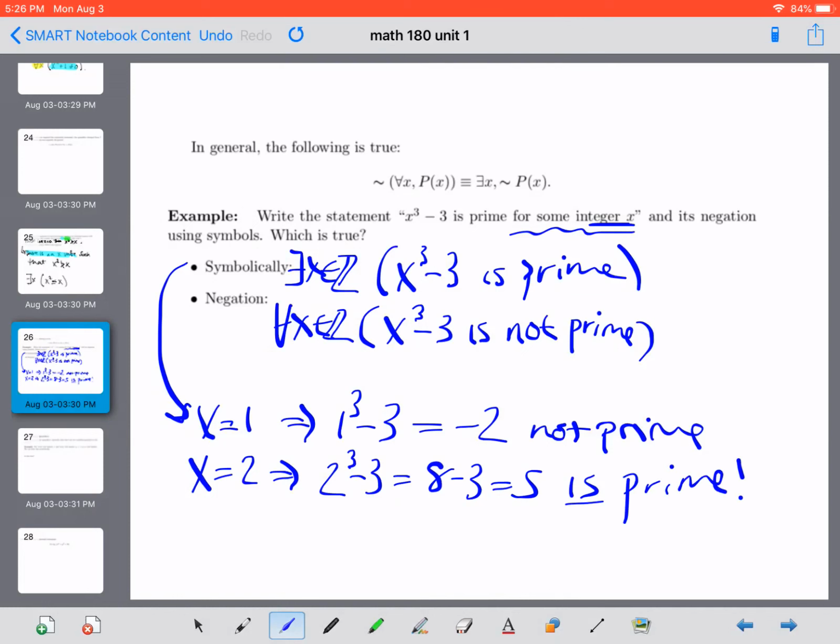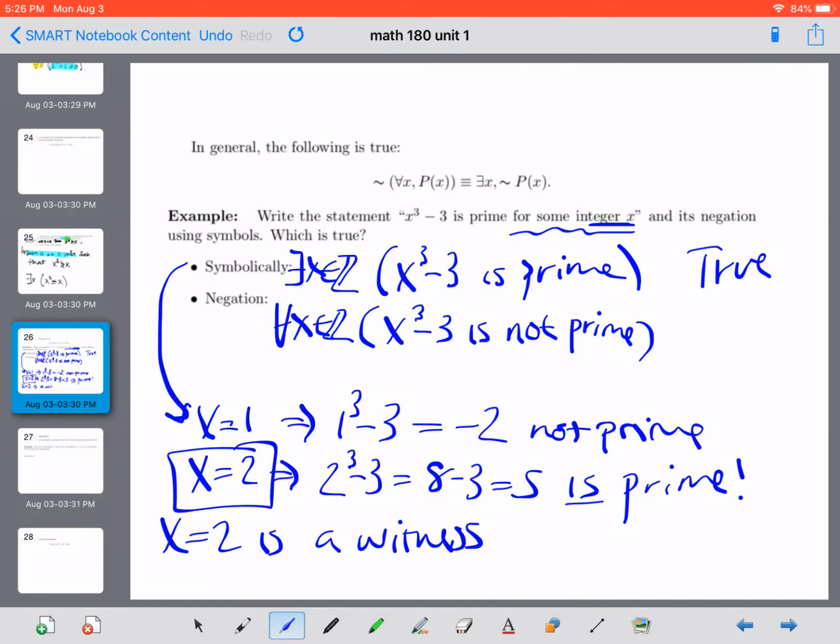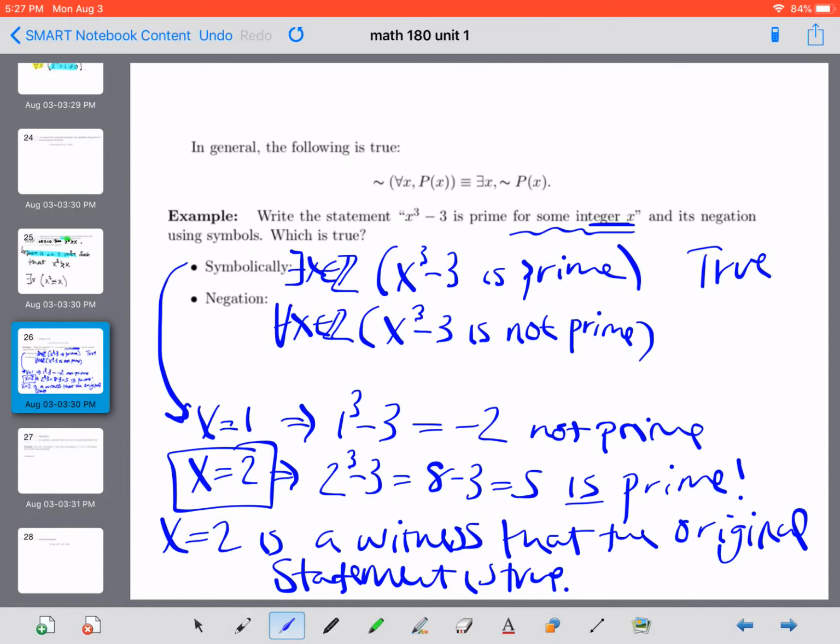So that means that my original statement has to be true because it's an existential statement and we found a witness. So x equals 2 is a witness that the original statement is true. And that means that the negation would have to be false because an original statement and its negation always have opposite truth values. So in the next section, our last section on Chapter 1, we'll talk about combining quantifiers. So using more than one quantifier in a single statement.